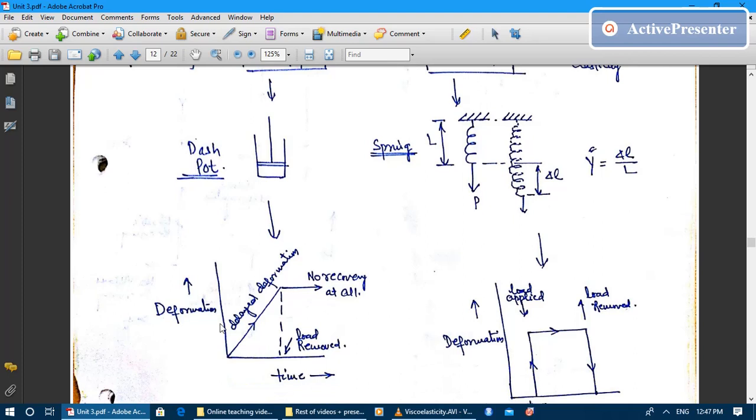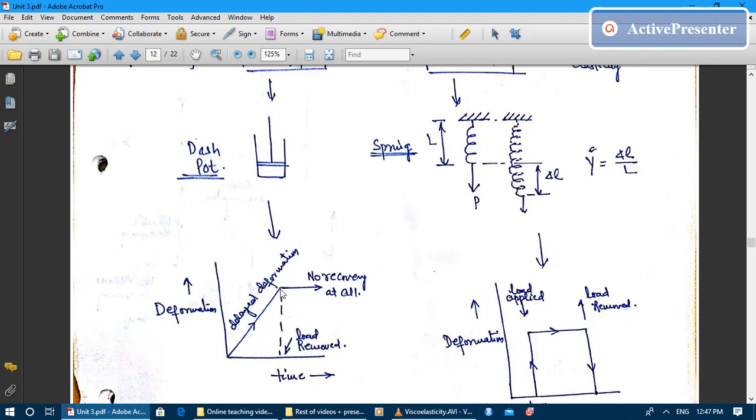So what we can do, we can plot the deformation versus time curve. Let's say at time t is equal to 0, at the origin of this curve we have applied certain load to the free end of the dash pot. Then what will happen? The dash pot will keep on increasing its length, and this increment in the length will continue unless load is removed.